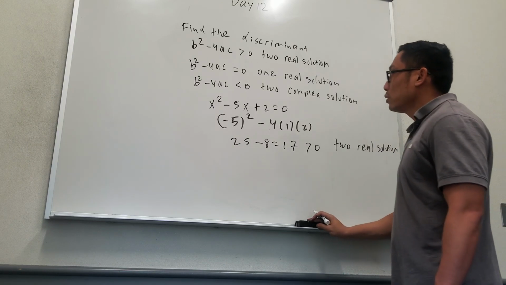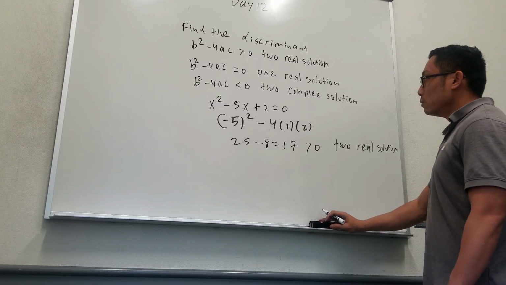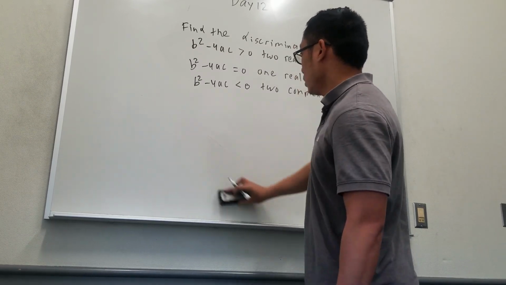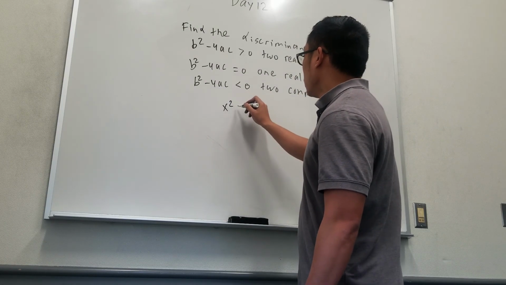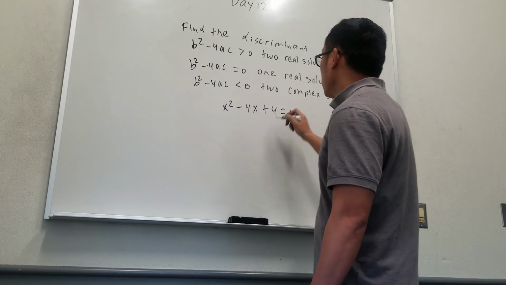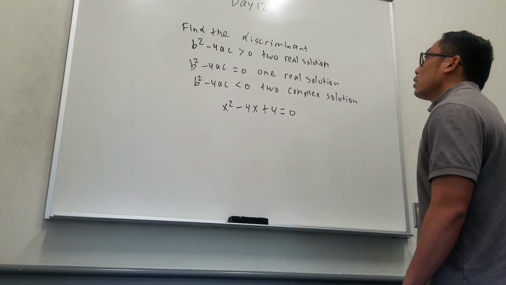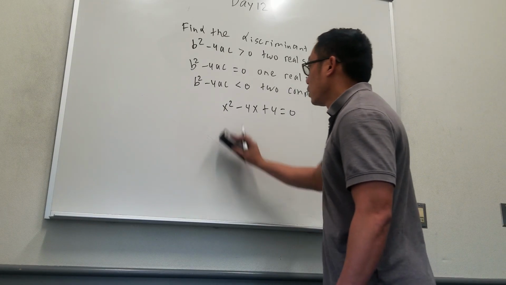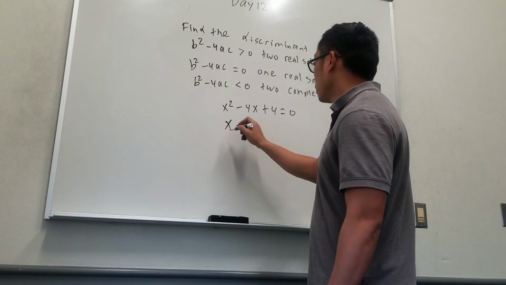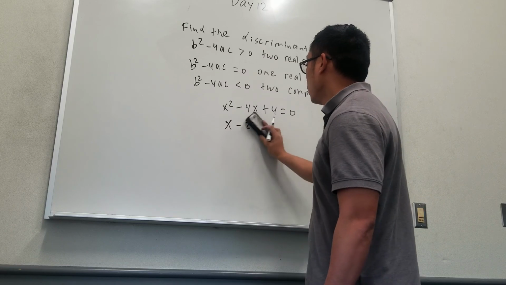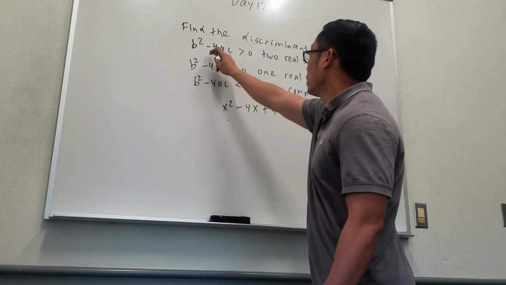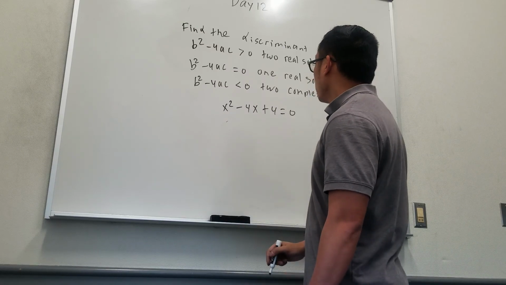Okay, so let's do another one. X squared minus 4x plus 4 is equal to 0. So try that out. So x minus 2. Oh no, I don't know what I did. So a is equal to, oh no, applying this, b squared minus 4ac. We're always using that.